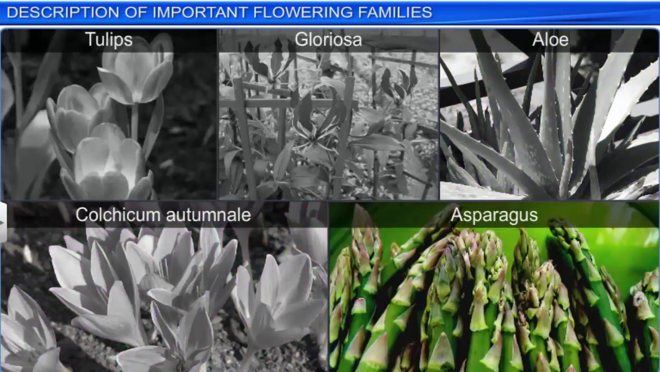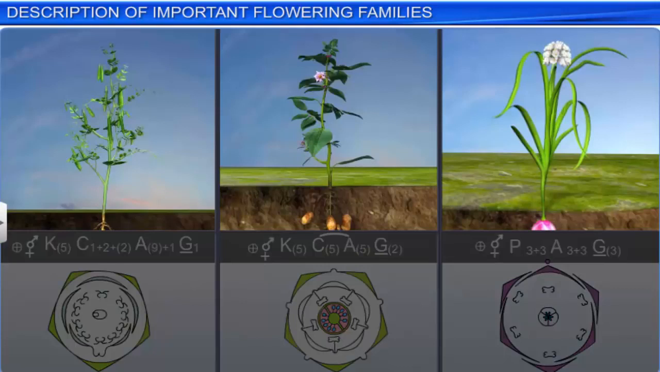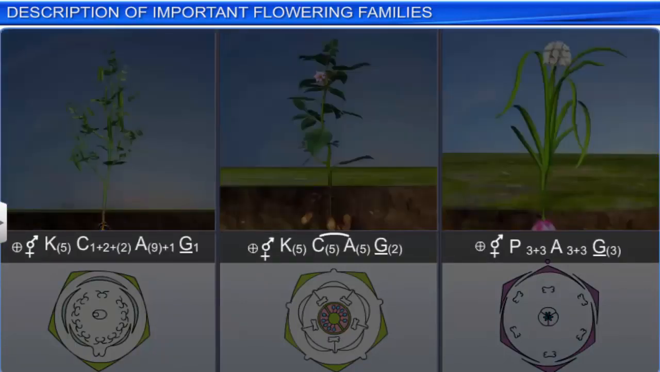Therefore, the description of a flowering plant includes its vegetative characters, floral characters, floral formula, and floral diagram, and provides vital information about the plant.